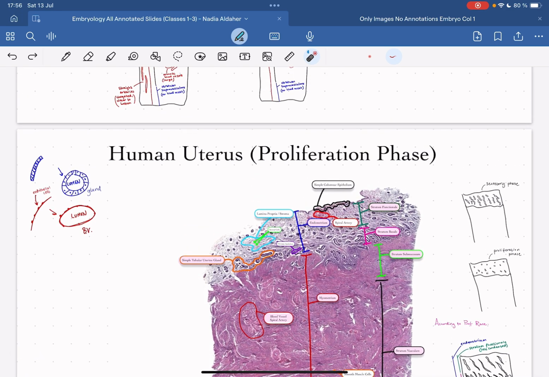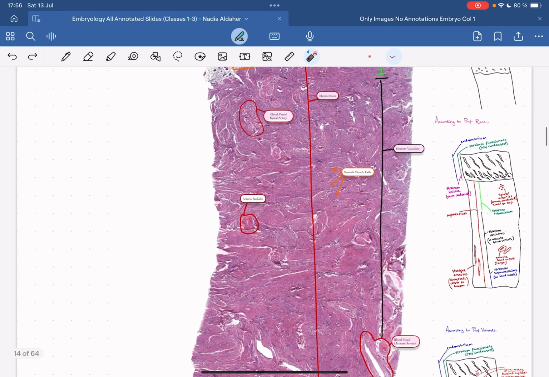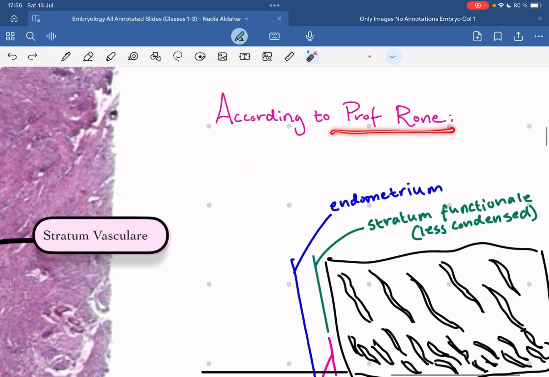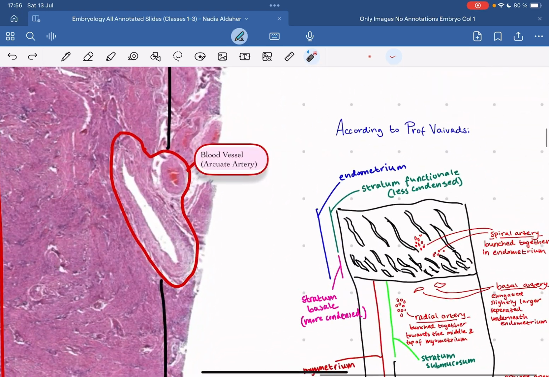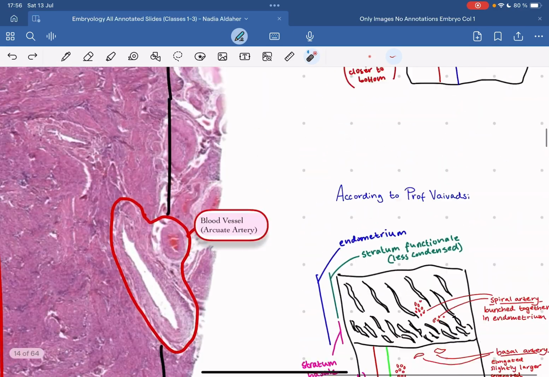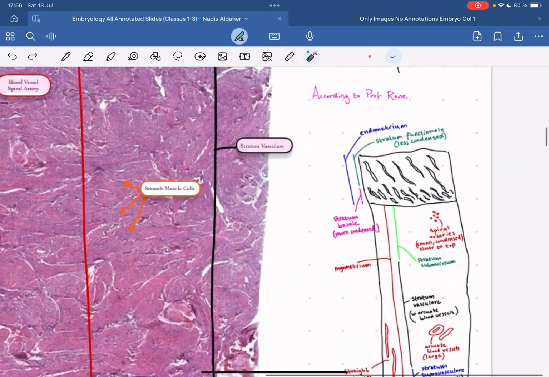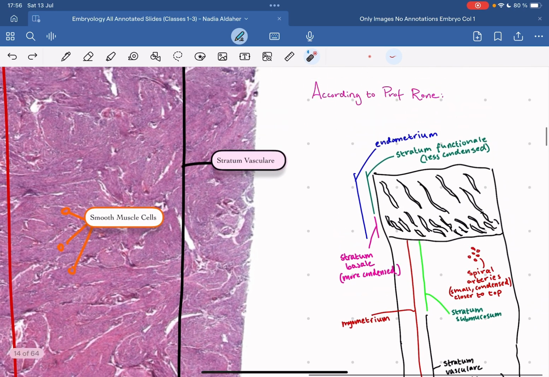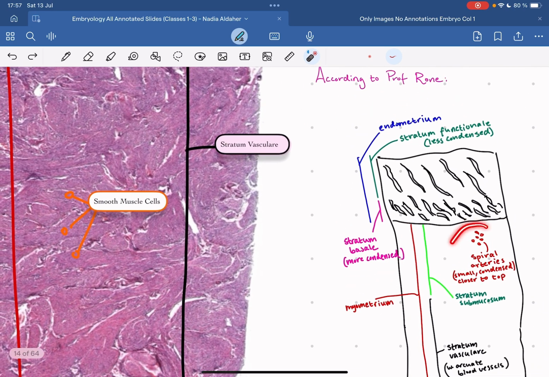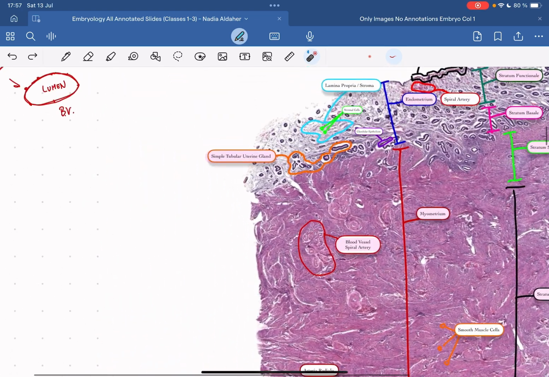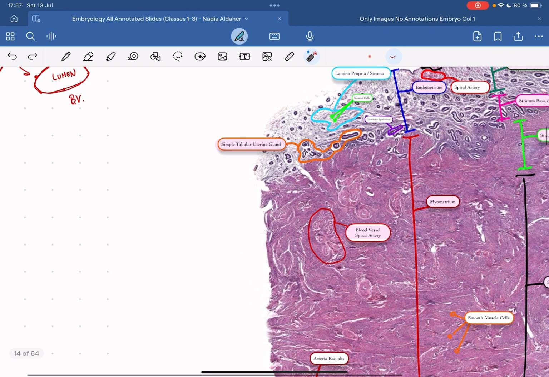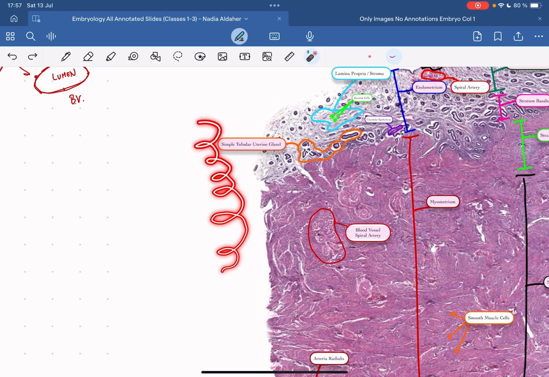Now, there are 3 types of blood vessels that are pointed out by Professor Ronne as important, and there are 4 types of blood vessels pointed out by Professor Vijvans. We'll start with Professor Ronne, then we can get to Professor Vijvans. So the first blood vessel pointed out by Professor Ronne is the spiral arteries. Now, a spiral artery goes, according to my notes from her classes, from the myometrium like so, and then towards the endometrium, continues up.